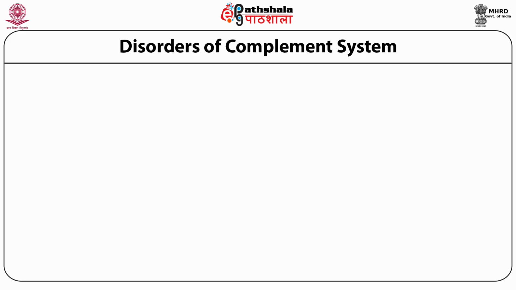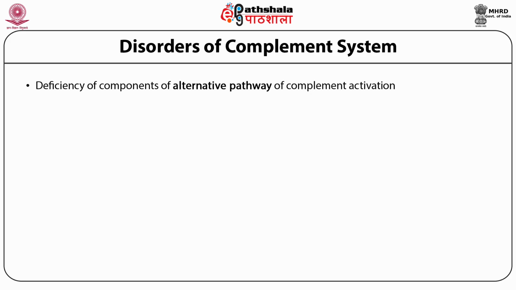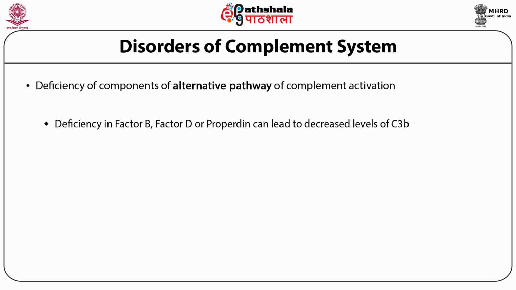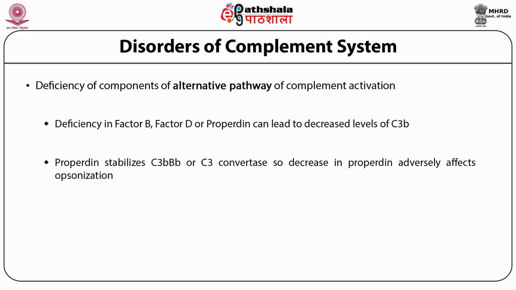The defects in the process of opsonization could also be due to deficiency of components of the alternative pathway of complement activation. A deficiency in factor B, factor D, or properdin can lead to decreased levels of C3b. The gene for properdin is X-linked. The protein properdin stabilizes C3b-Bb, or C3 convertase, and increases its half-life. Decreased properdin hence adversely affects the process of opsonization, which is largely dependent on C3b. This in turn leads to decreased defense of the body against Neisseria infections.